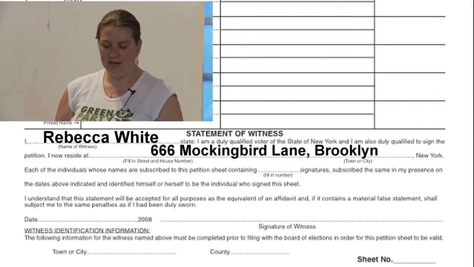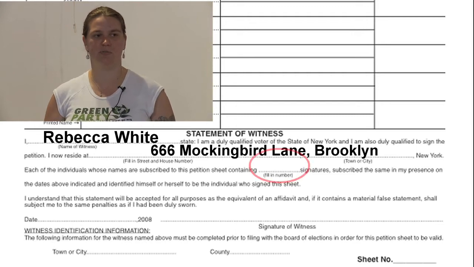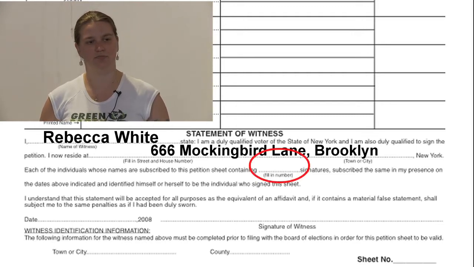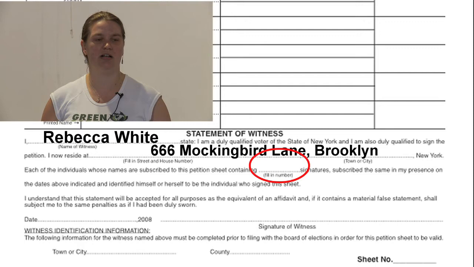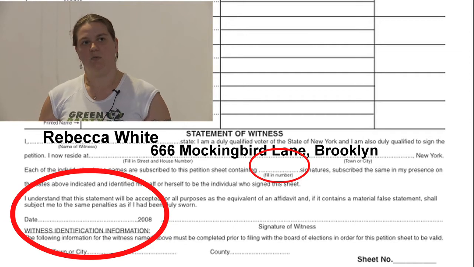And then there's a little tiny spot where you put in the number of signatures for each petition. Leave that blank. You're going to fill it out with the person that helps you clean your petitions. And then there's a date at the bottom. That is the date that you sign and witness the petition.